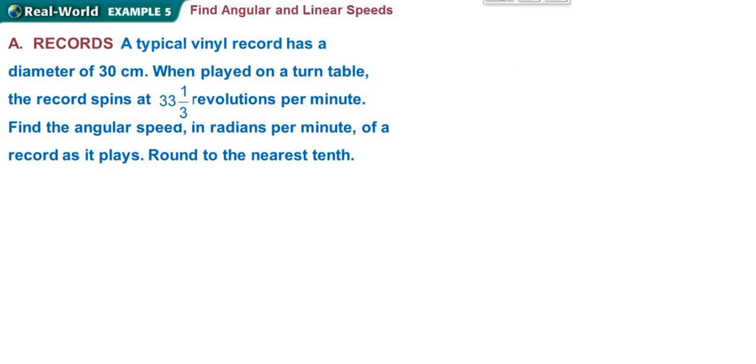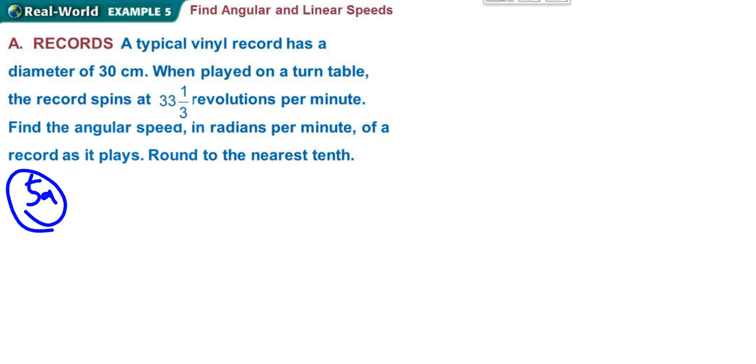Then we're going to look at an old-time problem, so to speak. This is 5A. It says a typical vinyl record has a diameter of 30 centimeters. This is an old-time question, but those retro turntable records have made a little comeback in some venues. When played on a turntable, the record spins at 33 1/3 revolutions per minute. We're to find the angular speed in radians per minute of the record as it plays, rounded to the nearest tenth.